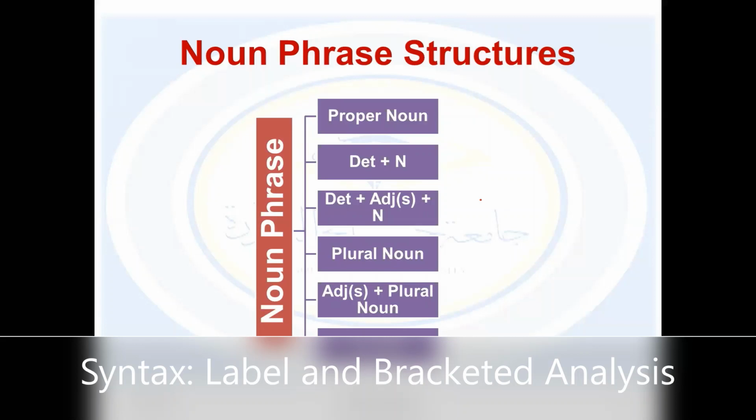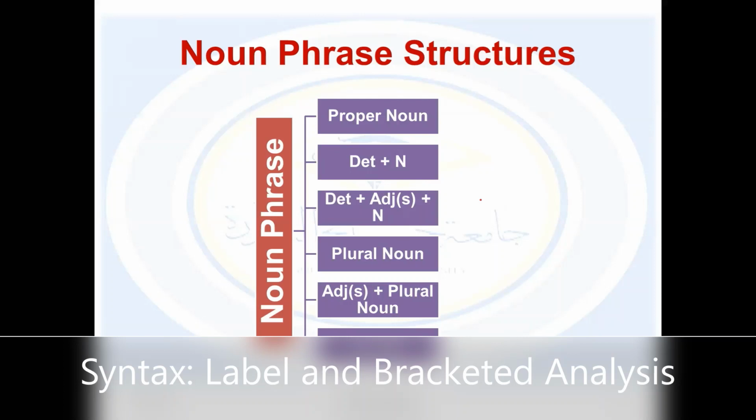The plural noun includes what? A form of plural, okay? Cats is noun phrase. Dogs, noun phrase. Men, women, okay? Also, noun phrase. They are plural nouns and they are used as what? As noun phrases.